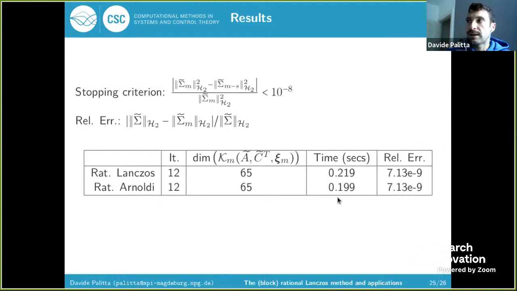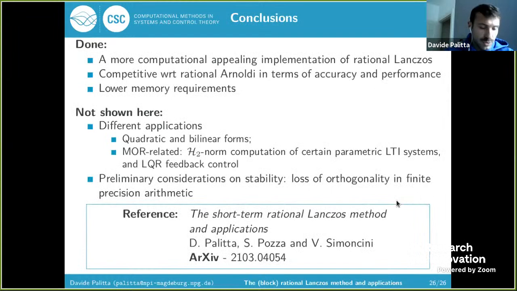So it seems that thanks to our new implementation, it's not true that rational Lanczos is not competitive in terms of computational time when compared to rational Arnoldi. And also from an accuracy point of view, they get basically the same exact results. Here, this is the relative error, and we achieve basically the same error. So to conclude, we managed to design a more computationally appealing implementation of rational Lanczos that is competitive with respect to rational Arnoldi in terms of both accuracy and numerical performance.